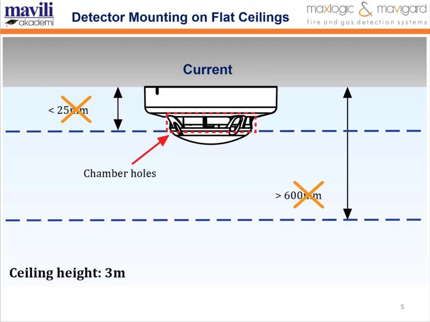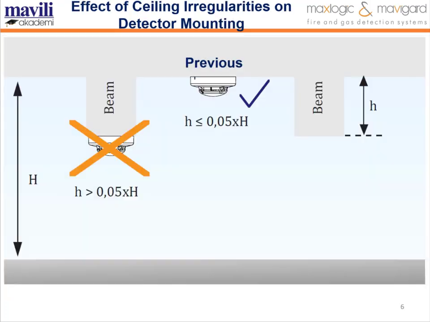Also, detectors should not be installed more than 600 mm below the ceiling. For smoke detectors, 150 mm below the ceiling. For heat detectors, sometimes the ceiling to be mounted does not have a flat appearance. In this case, detectors should be mounted within the upper 5% of the room height.